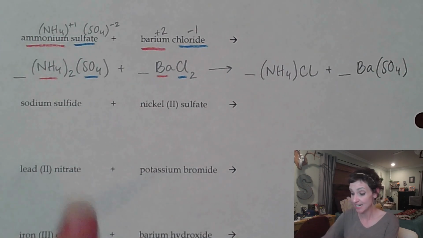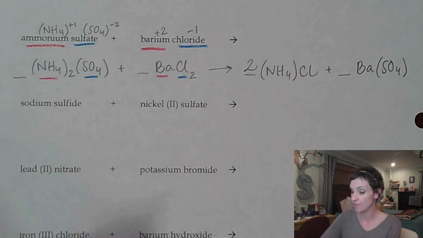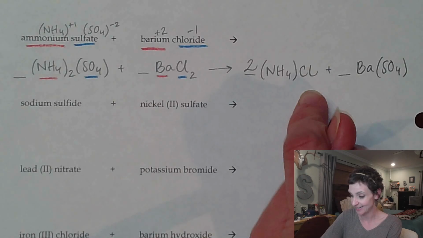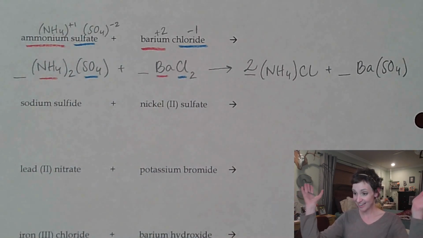What I noticed first is my ammonium. I got 2 on the reactant side, so how about I put a 2 in front of ammonium chloride on the product side, which then gives me 2 chlorine. I'm good. We good. Exciting.